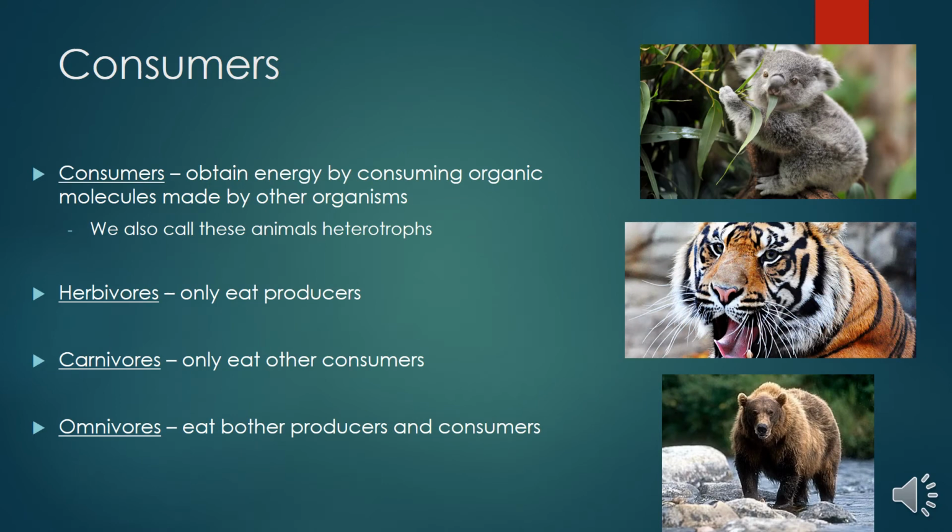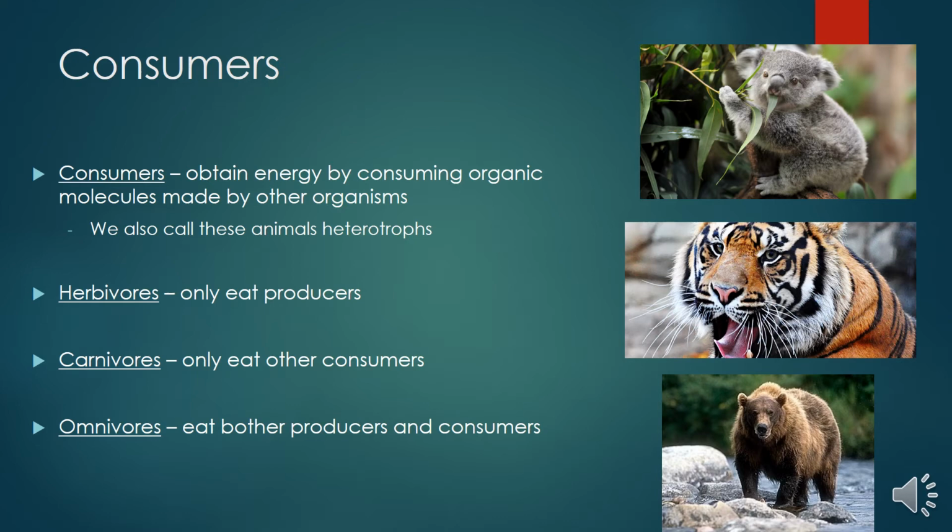Consumers. These obtain energy by consuming organic molecules made by other organisms. They don't make their own. We call these animals heterotrophs. Producers produce food, consumers consume food. There's several different types of consumers. There's herbivores, which eat only producers, so plants. There's carnivores, which only eat other consumers, so other animals. And then there's omnivores, and these eat both producers and consumers.